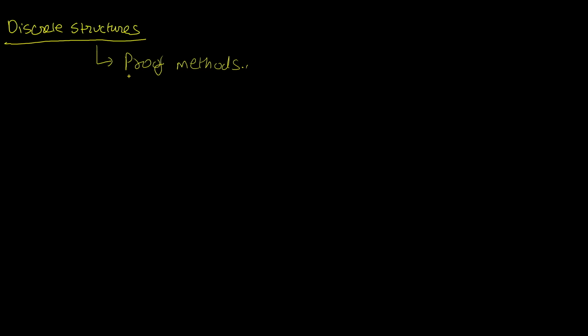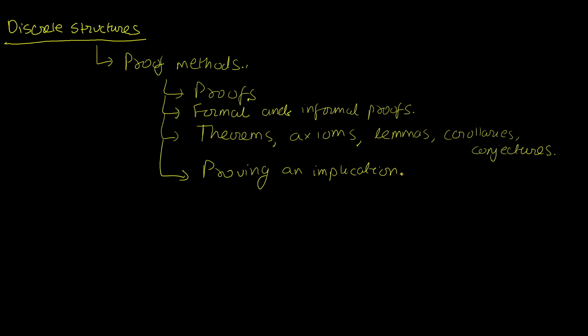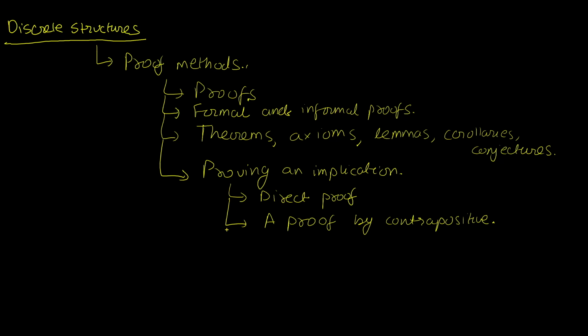In this particular video, inside of proof methods, we'll be looking into the idea of proofs, and then we'll be looking into formal and informal proofs. Next, we'll look at the most common terms used in the process of proofs, and they are theorems, axioms, lemmas, corollaries, and conjectures. And then we'll look into the ways of proving an implication. The proof methods that we're going to learn today are direct proof, proof by contrapositive, then we have vacuous and trivial proofs. We say that these two proof methods are indirect proof methods, and there is one other important indirect proof method, and that is called proof by contradiction.